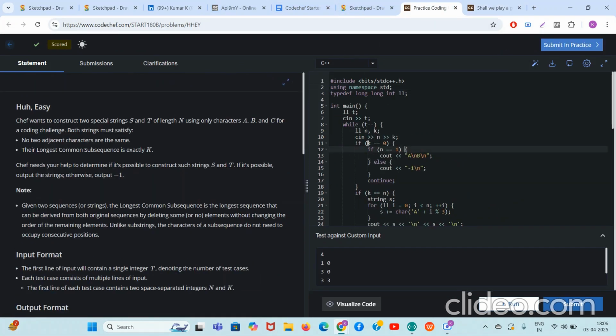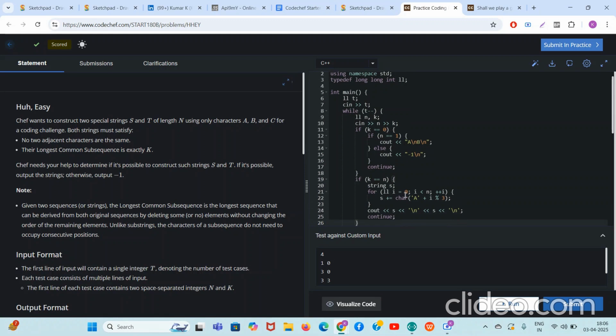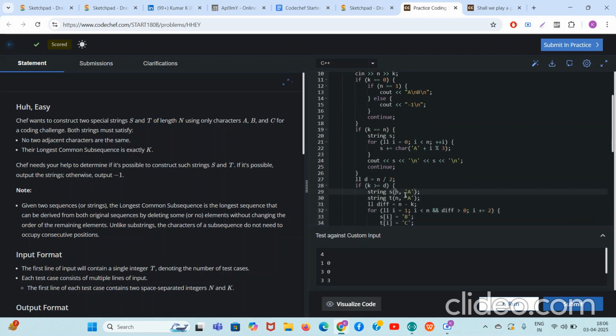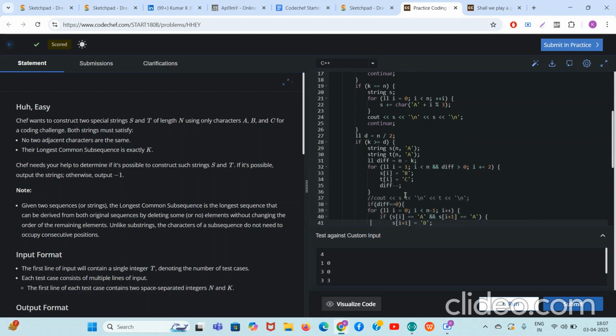So guys, you can see if k equals 0 and equals 1, you can do something. If k is equal to n, both the strings should be exactly the same, like AB or ABC n by 3 times, whatever. You can do this. Then calculate n by 2. If k is greater than or equal to n by 2, you know the alternating trick.